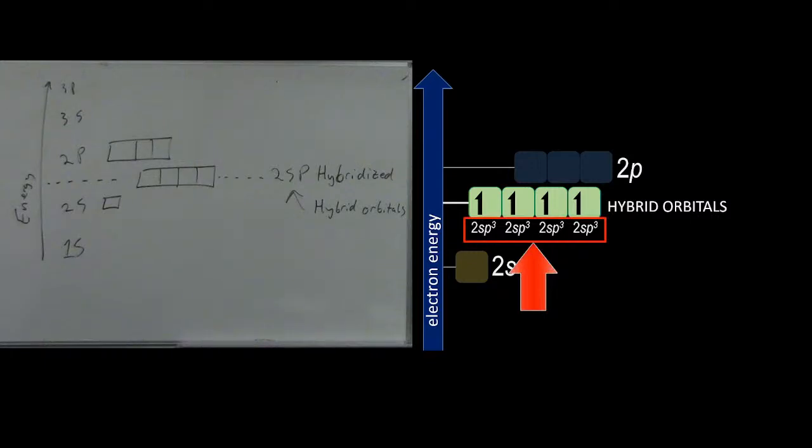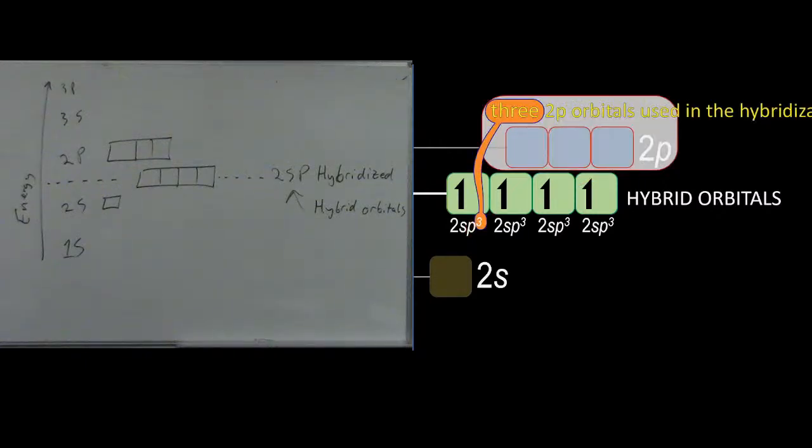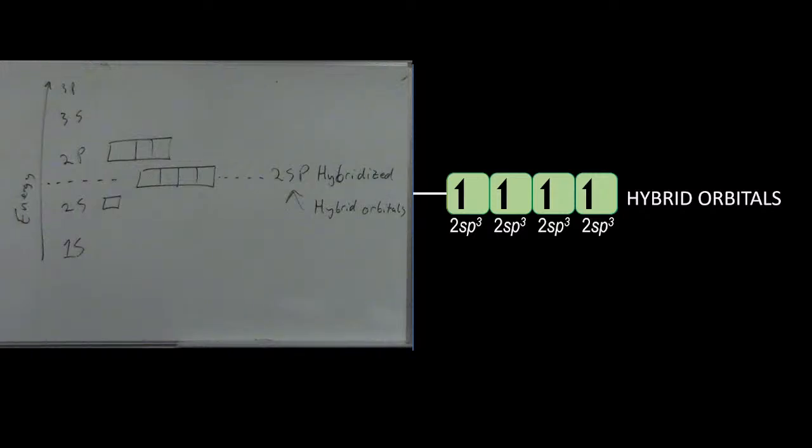They are named 2sp3 hybrid orbitals. The naming often trips up students, so before we go any further, let's take a look at where the 2sp3 name comes from. The 2 comes from the second principal energy level that the valence orbitals are in. The s comes from the 2s orbital contributing to the hybridization, and the p comes from the 2p orbitals contributing to the hybridization, and the 3 comes from the number of 2p orbitals used in the hybridization. Once hybridized, the 2s and 2p orbitals no longer exist, and so we have 4 2sp3 hybrid orbitals.